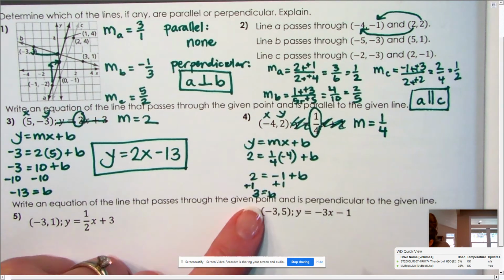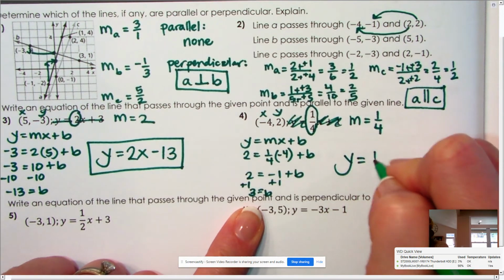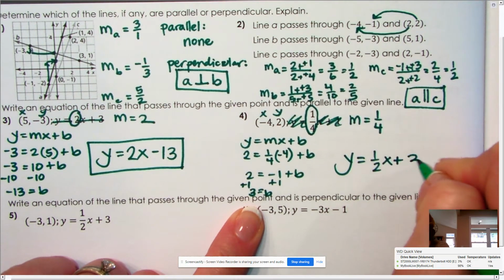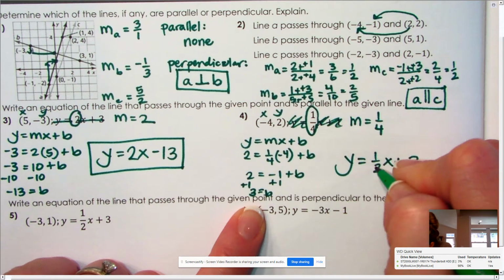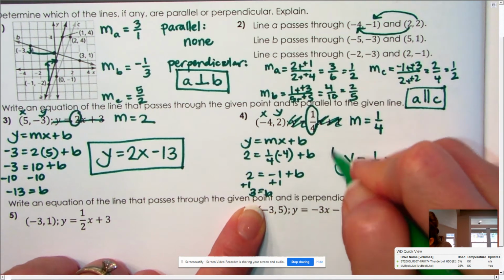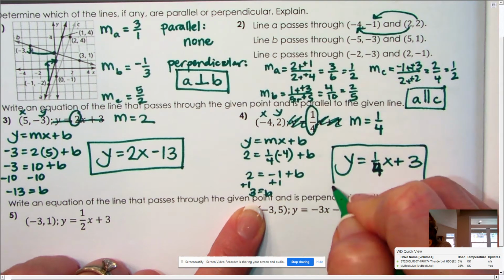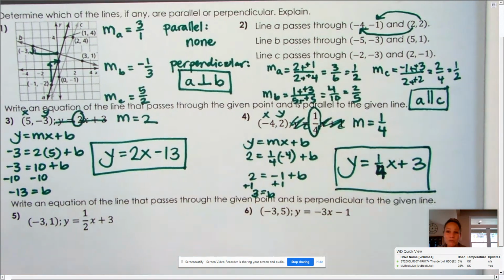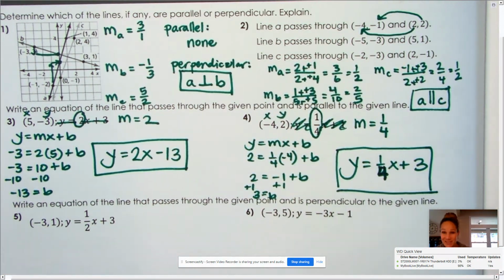So my final answer then is y equals mx plus b. And I plugged in my value for, oops, see, that's why I shouldn't talk and write at the same time. I plugged in my value for m. I plugged in my value for b. That would be a 1/4. I have no idea why I wrote it 2.